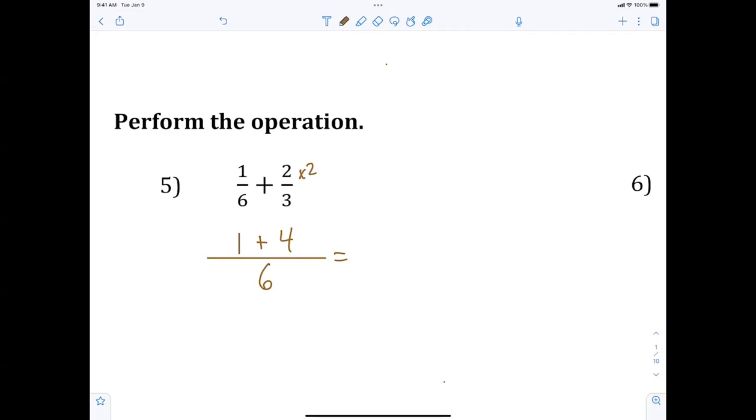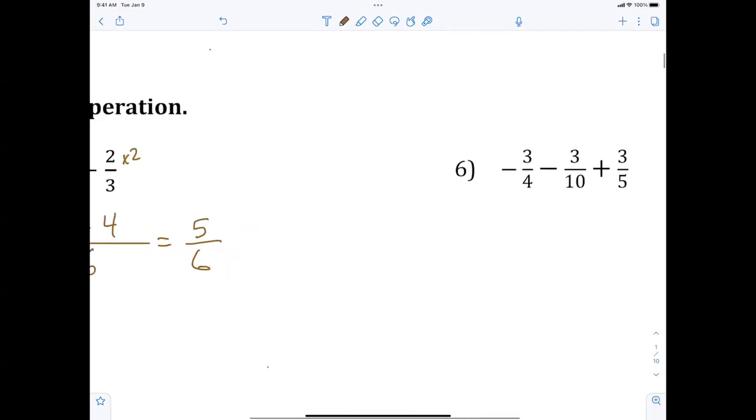Wait a minute. Oh, they're not 5/6. Thank you, sir. 5/6. Don't worry about it. It's not a big deal. 5/6. All right. Anybody have any issues? All right. Go ahead, Davis.